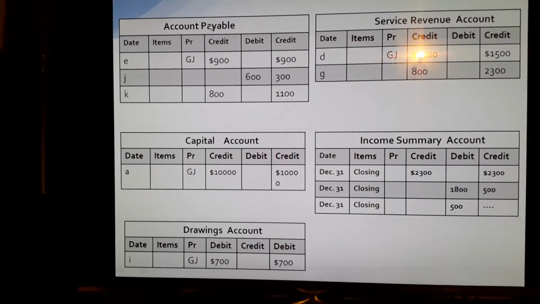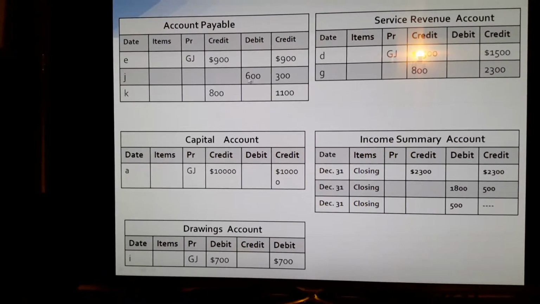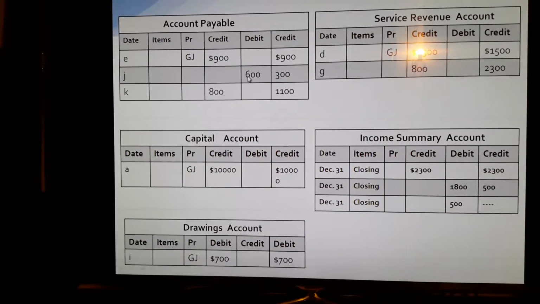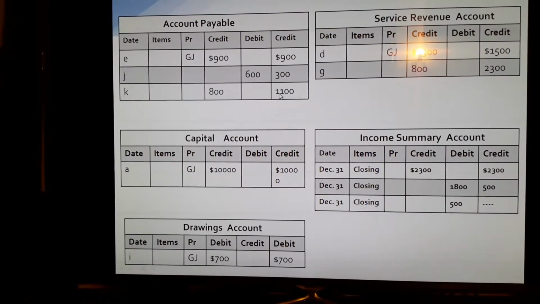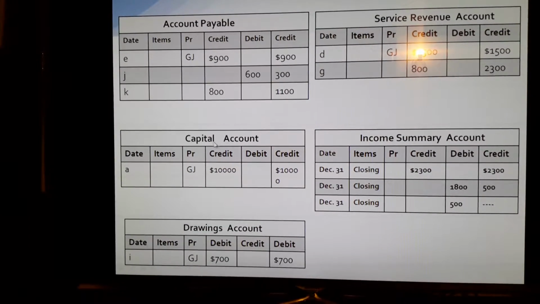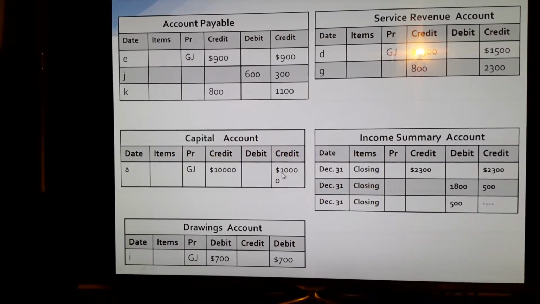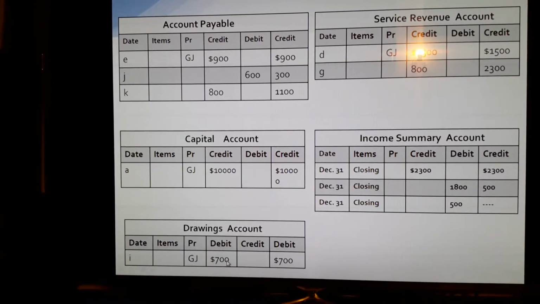This is our liability. Okay, we created a liability of 900 and we paid 600, leaving us with this, and 800 again on supplies. On accounts payable, then we have a liability of 1,100. Then we come to our capital account. Okay, capital account. We started the business with $10,000. This is $10,000. Then there was a withdrawal of $700.